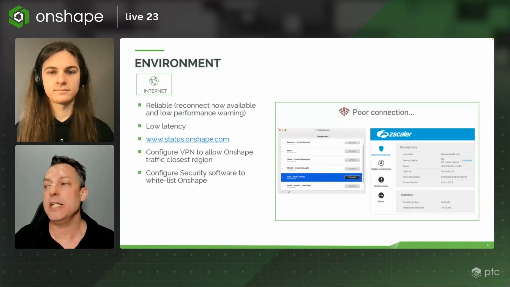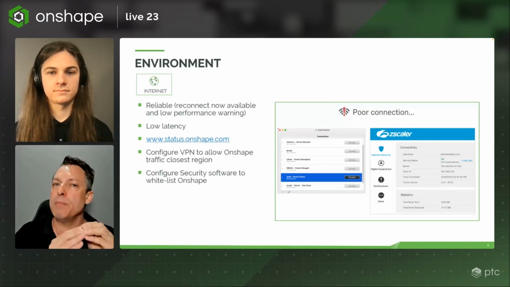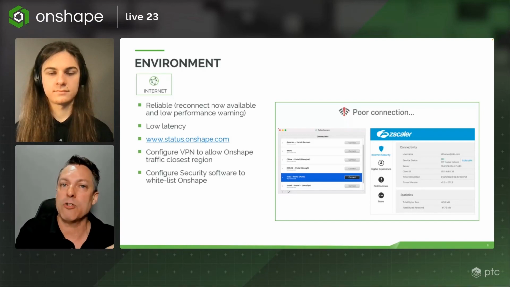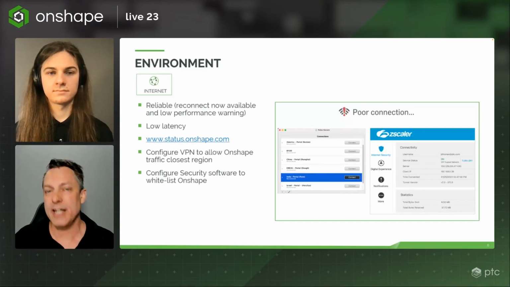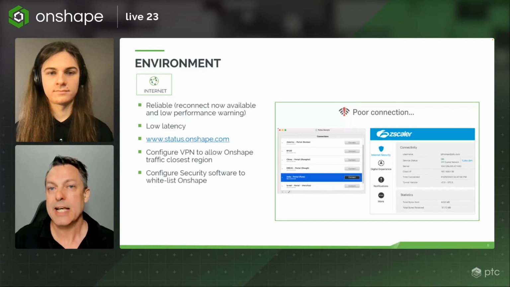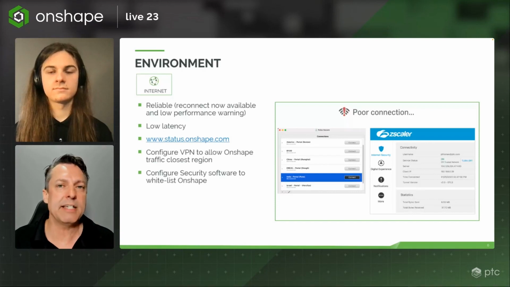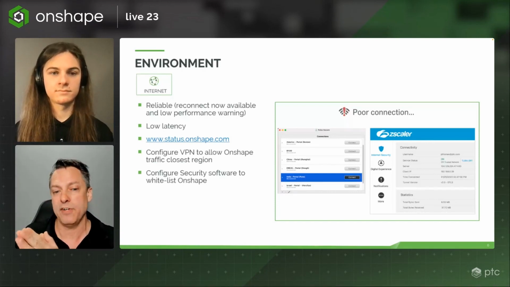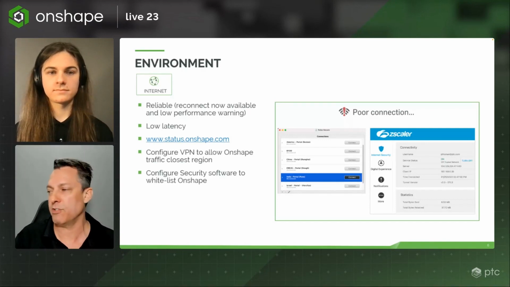One is whether your company uses a VPN. Most companies do. And in that case, a quick discussion with your IT group to ensure that Onshape traffic is being allowed to route to the nearest Onshape servers rather than any around the world trip. And just like you, we here at PTC use security software, in this case, Zscaler, and we take great efforts to ensure that Onshape traffic is whitelisted so that it's not constantly sniffed and can be passed through with maximum performance.